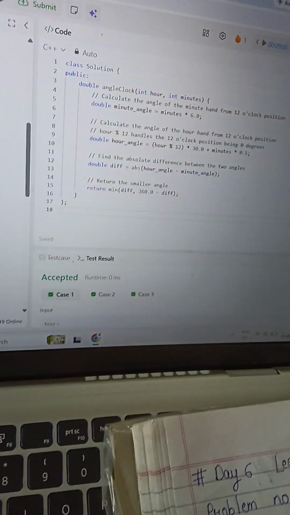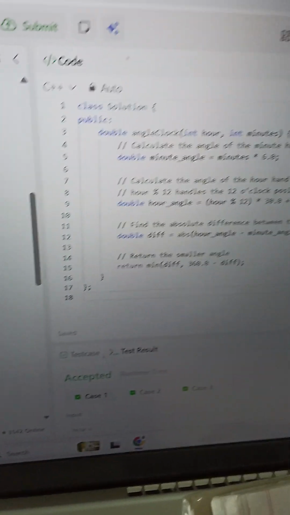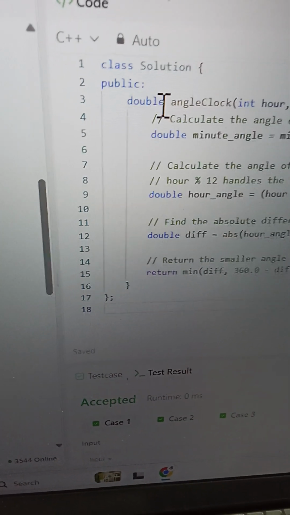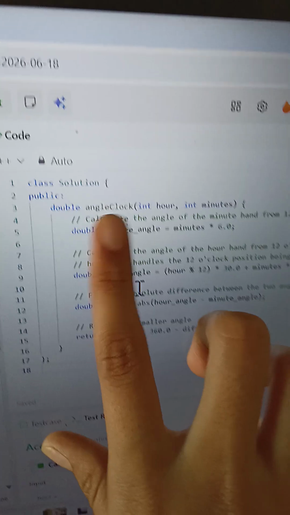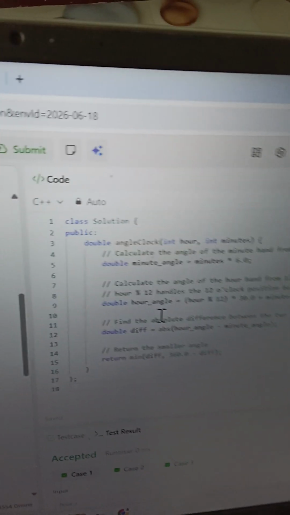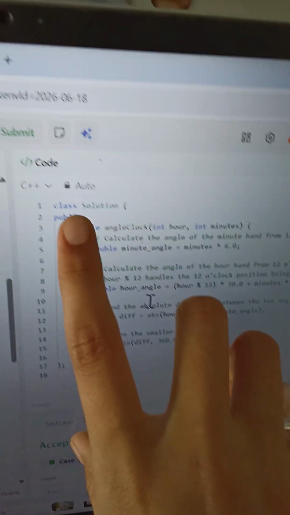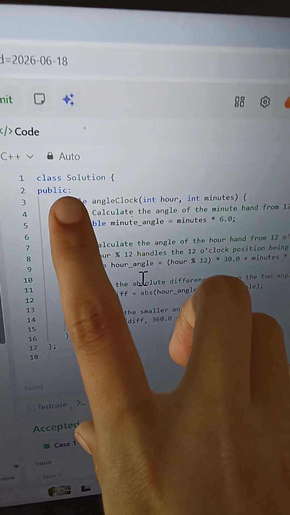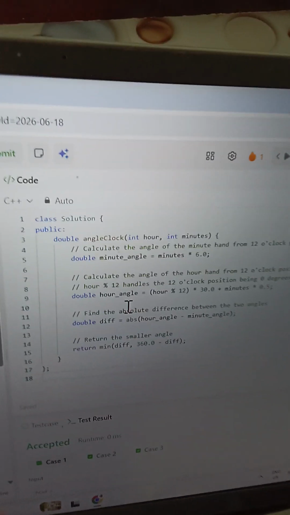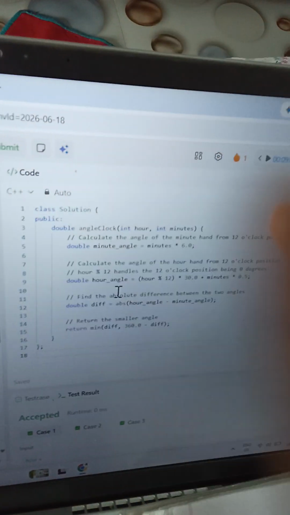So here I have written C++ code, and I am explaining it to you. Class is Solution. As you know, C++ is object oriented programming, so we make code as classes and objects instead of making several different methods. Here we are creating a class named Solution, which is public, because without public we can't access elements outside of the class.